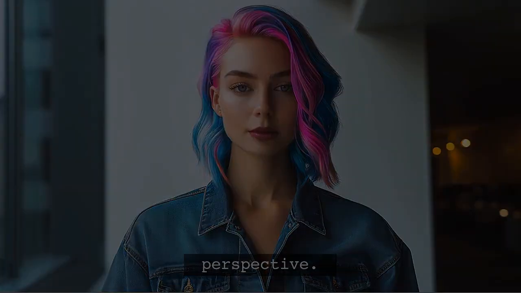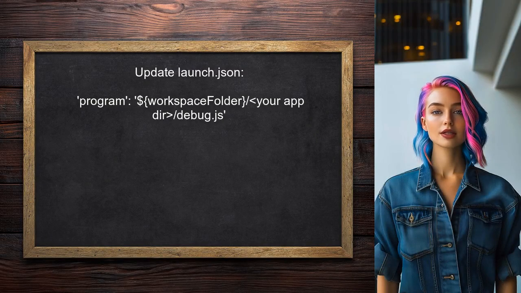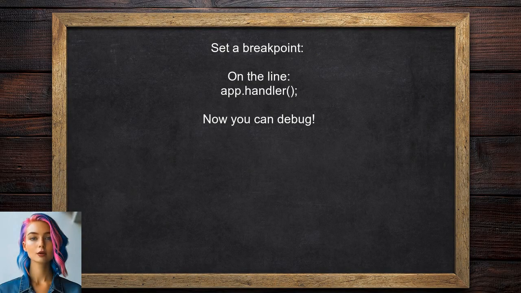Let's see another perspective. One alternative approach for debugging AWS Lambda functions in Node.js is to create a separate debug file. First, create a file named debug.js and call your Lambda function from there. For example, use the code const app equals require index app.handler. Next, update the program entry in the launch.json file to point to your debug.js file. Set it like this: program workspace folder /debug.js. Finally, you can set a breakpoint on the line where you call app.handler. This allows you to step through your code, just like in Visual Studio.